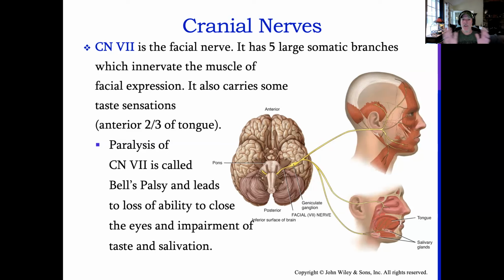Now, because these cranial nerves are bilateral, we can see cranial nerves affect just one side of the body. With cranial nerve 7, if we have some type of irritation or inflammation associated with it, it can cause a condition called Bell's palsy. Bell's palsy is a temporary paralysis to the muscles on that side of the face. It can also cause problems with salivation and taste on that side of the face because of the innervation of the anterior 2/3 of the tongue.